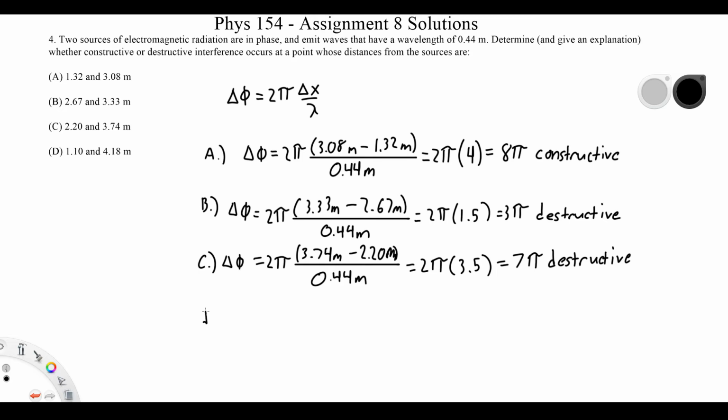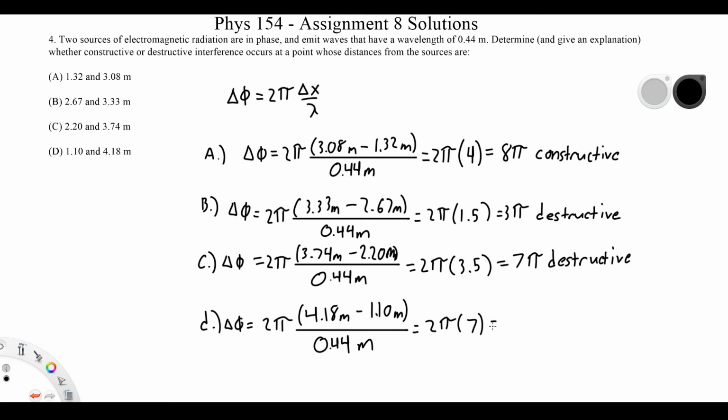One more time. Delta phi is equal to 2 pi, where we have 4.18 meters minus 1.10 meters divided by 0.44. This is going to get us 2 pi times 7.